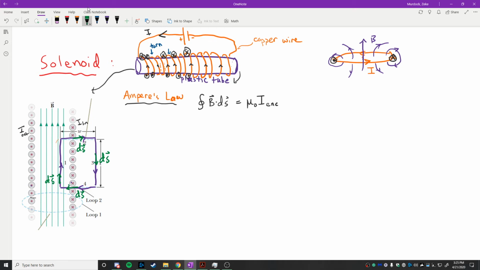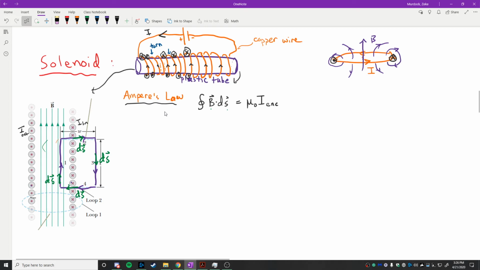So let's do this for all of our loops. Let's start with the loop, the segment that we call 1. The integral of B dot ds means take the value of B. Let's split this up into 4 pieces.